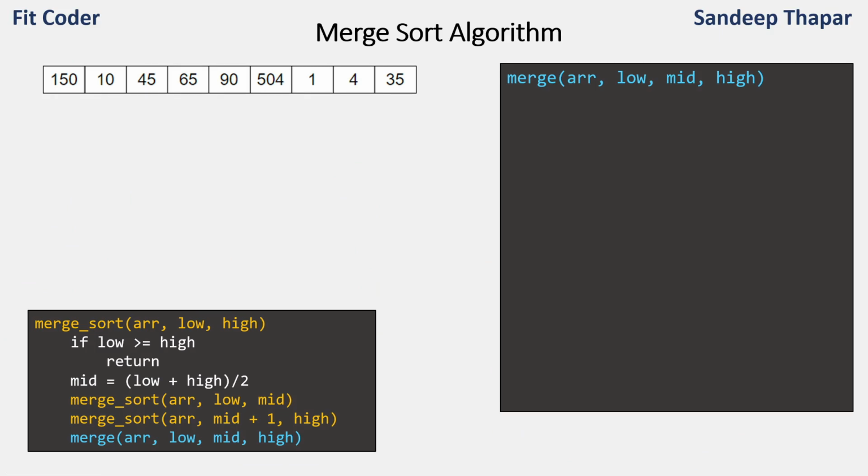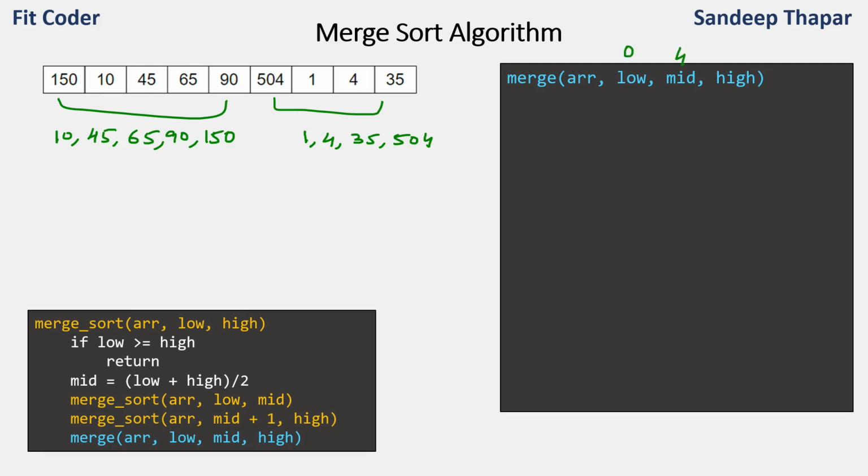So for explaining the merge algorithm, let's say we have two sorted halves, the first half and the second half. The second half that we have sorted gives us 1, 4, 35 and 504, and the first half gives us 10, 45, 65, 90 and 150. So the low to the merge function is 0, mid is 4 and high is 8.